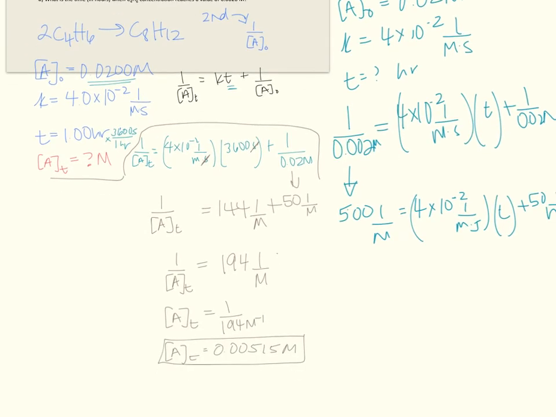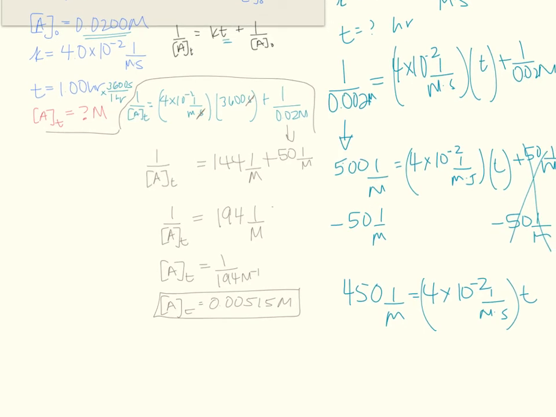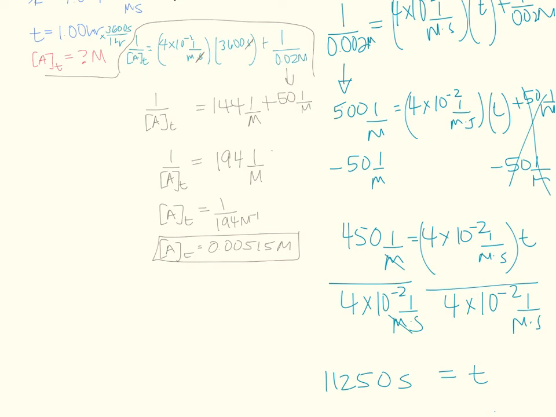All right, so I'm going to subtract this from both sides. So it cancels out over here, and I end up with 450 is equal to 4 times 10 to the negative 2 times t. And then divide both sides. So molarity cancels out, and what I'm left with is seconds. So my time that I'm looking for is 11,250 seconds.